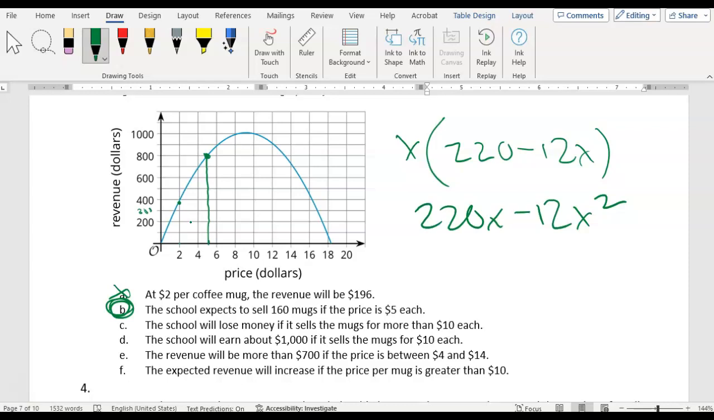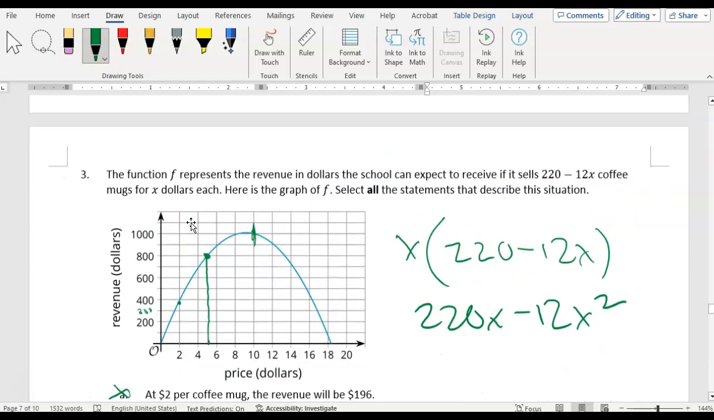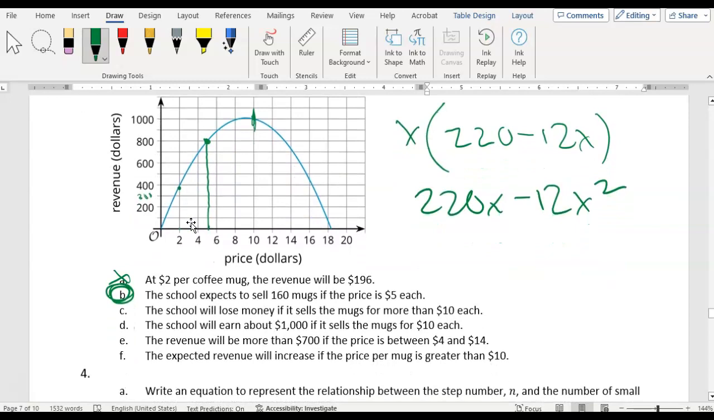The school will lose money if it sells mugs for more than $10 each. So at this point, if we get to $10, the school revenue is going down. It's not really that they'll lose money, it's that they'll earn less money. I wouldn't say lose money, but they will earn less money if they sell them for more than $10 each. The school will earn about $1,000 if it sells mugs for $10 each. So $10 each here is about $1,000. That's true.